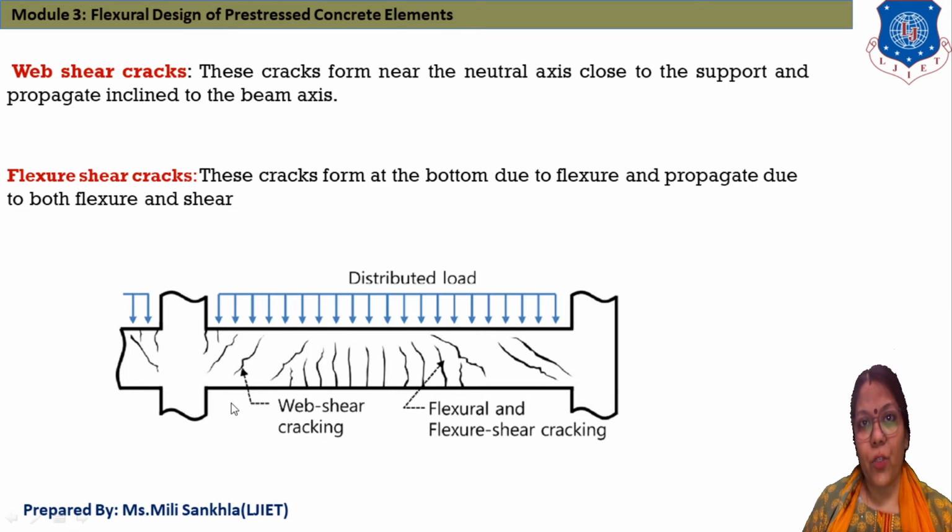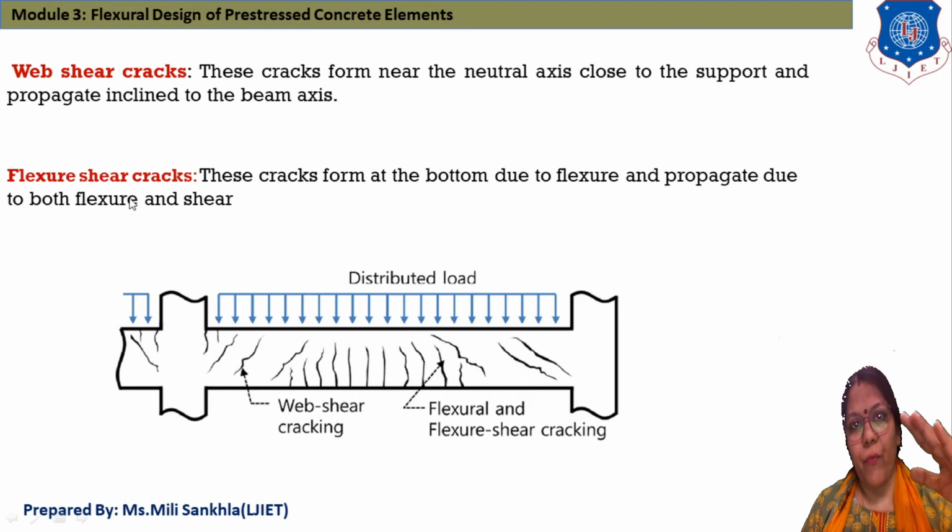Three cases are there. First, the neutral axis. Then this web shear crack is formed near the support, and third, these cracks are inclined. Now we discuss flexure shear cracks. First we discuss only flexure cracks, which form at the bottom and propagate in the upward direction. Now flexure shear cracks: this crack forms at the bottom due to flexure and propagates due to both flexure and shear. This is the combination of flexural and shear crack, and this will be nearby the flexural crack.